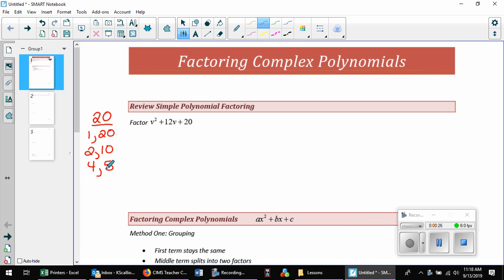That's it? That's all? Got 10 and 2. Okay, all right. Which pair, 10 and 2, adds up to the middle term? So I know I'm going to end up with 2 binomials.